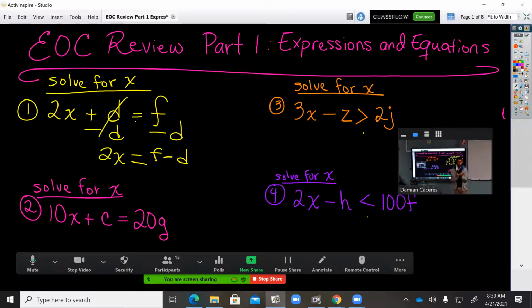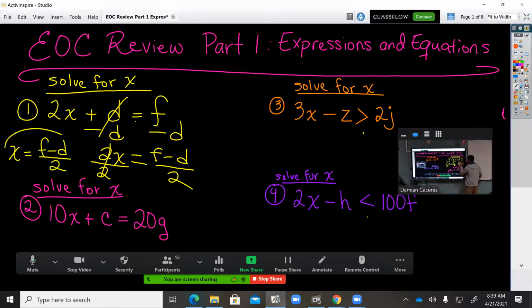What's the opposite of times? Division. So you need to divide by 2 on both sides because the goal is to leave the variable by itself. So now we have the variable by itself. We got x equals f minus d divided by 2. Now that is your answer because you can't divide letters by 2. So you just leave it like that and circle it.